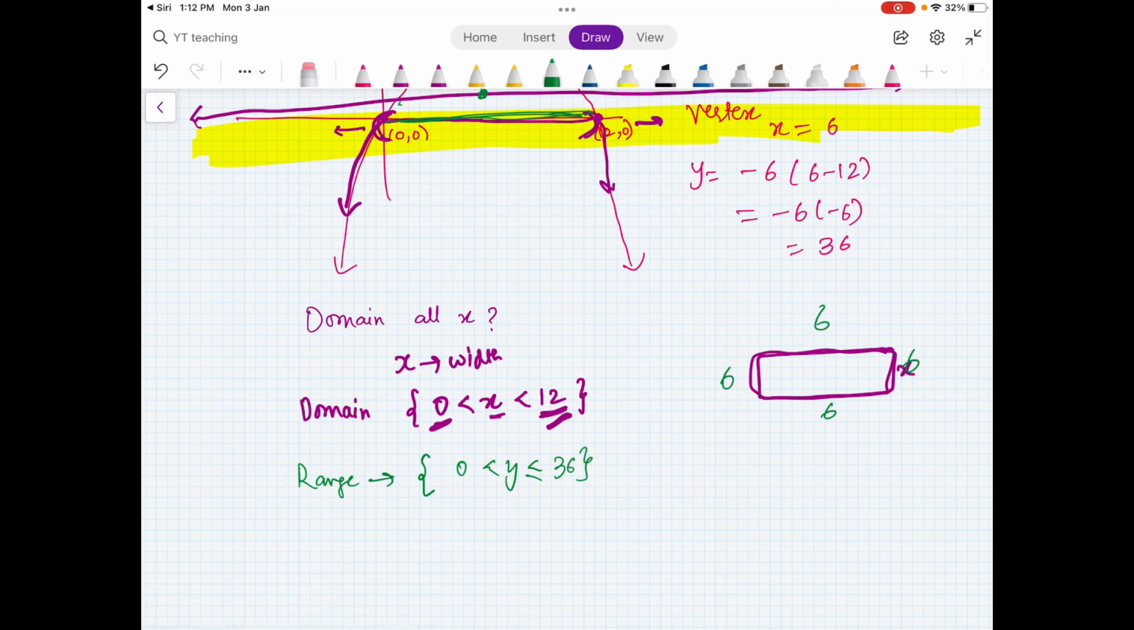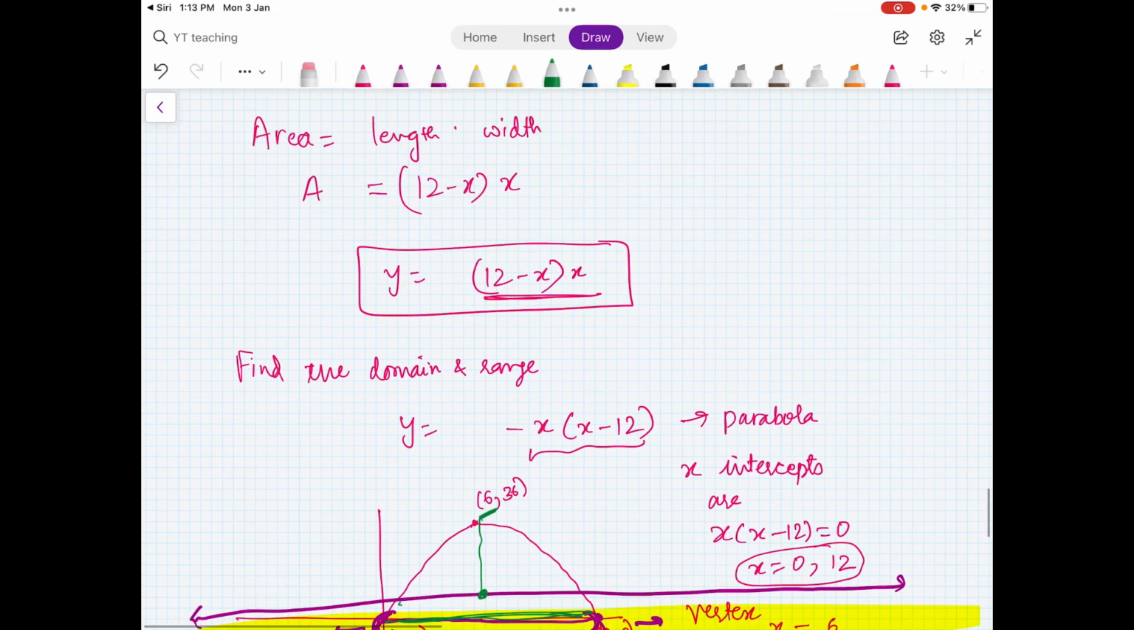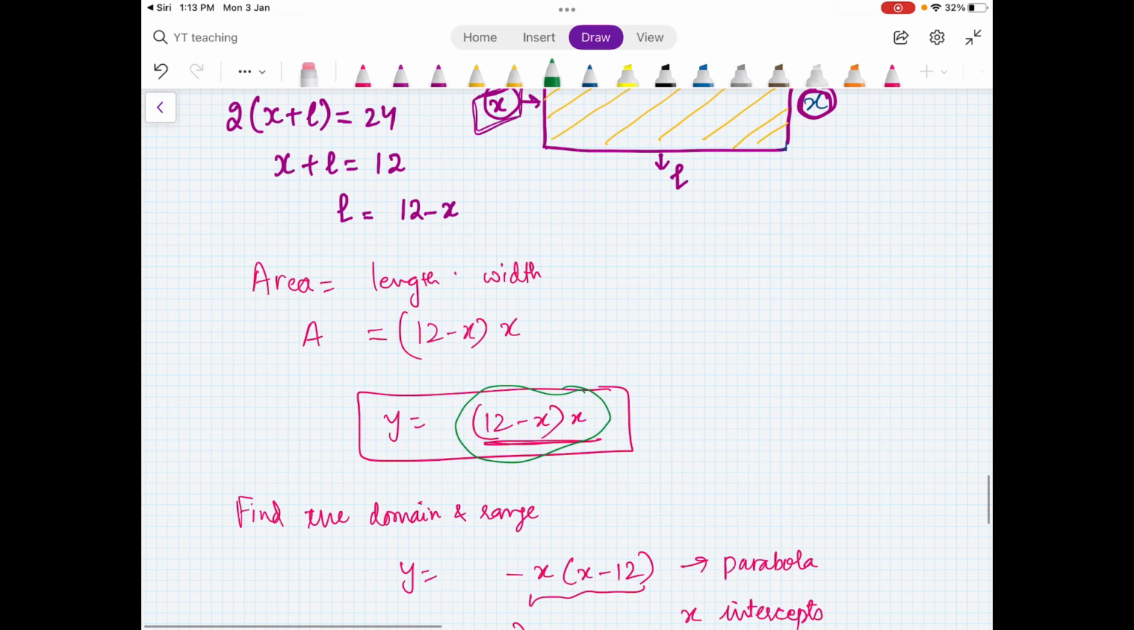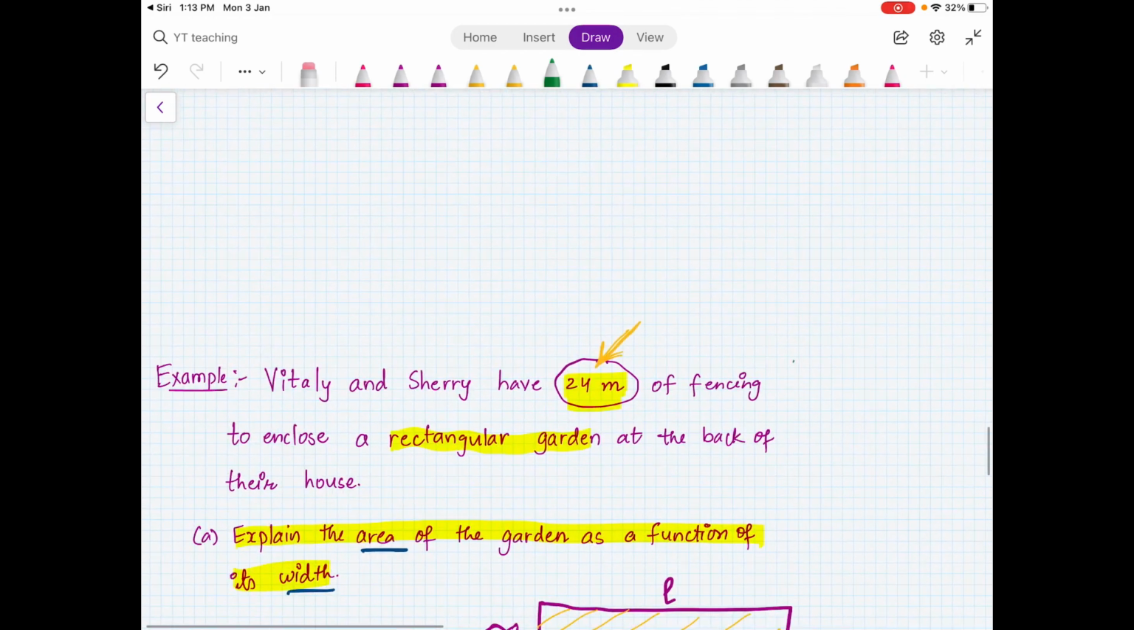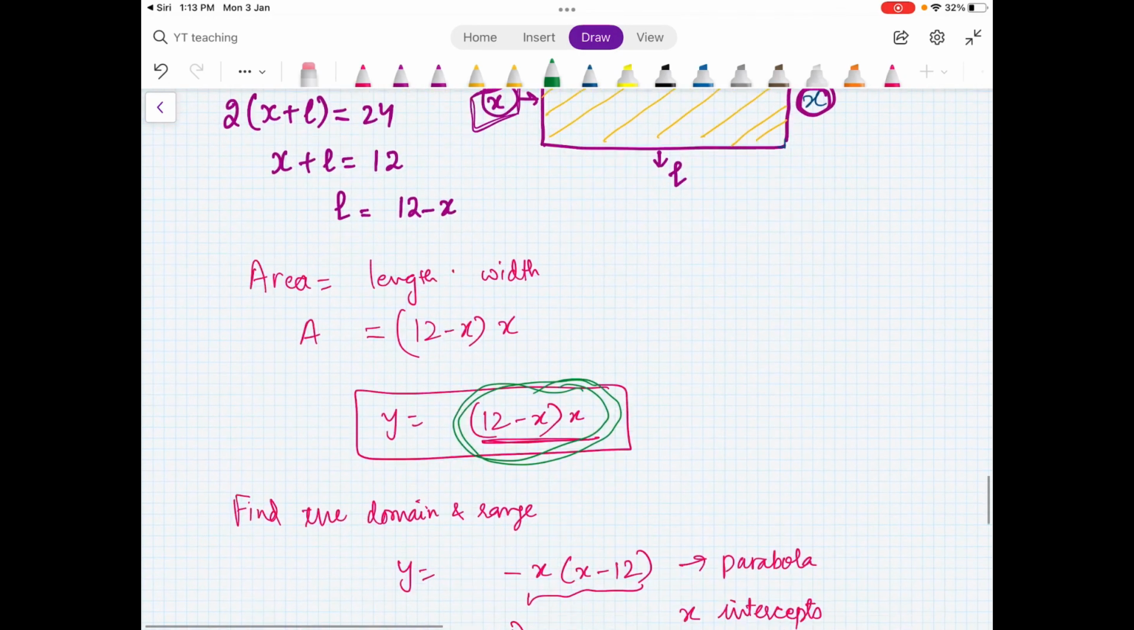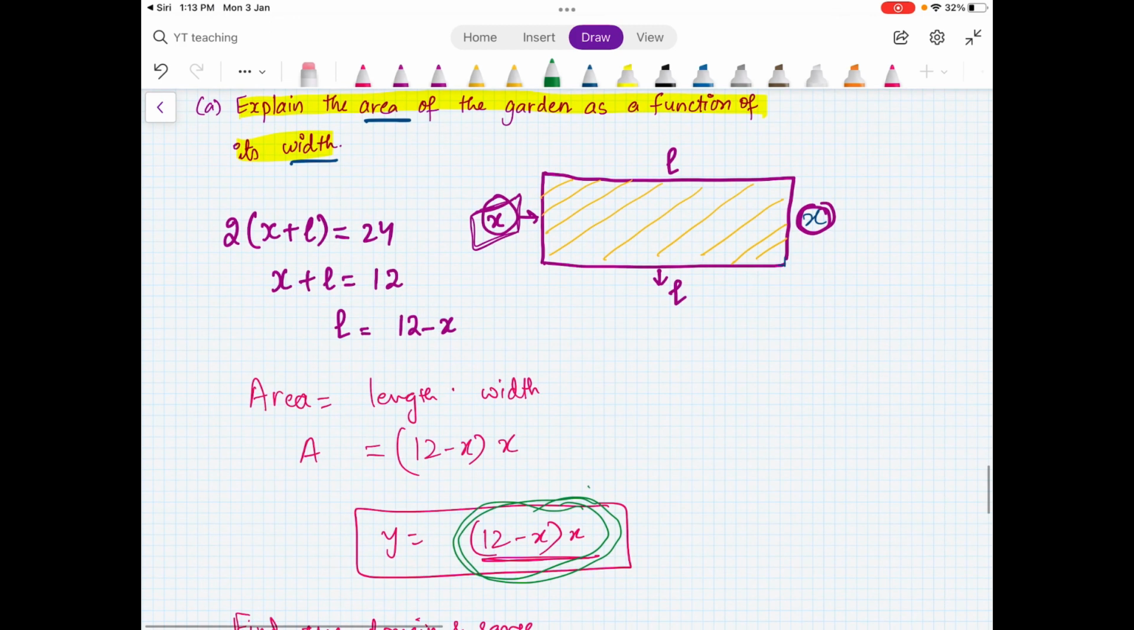Okay, so this is how you proceed when you have a real life example. If I just give you this function and ask for domain and range, your answer will be something else. But if I give you this problem, and then you construct this function accordingly, then you have to think about what the possible values of x are in your area. Okay, I hope you understand.